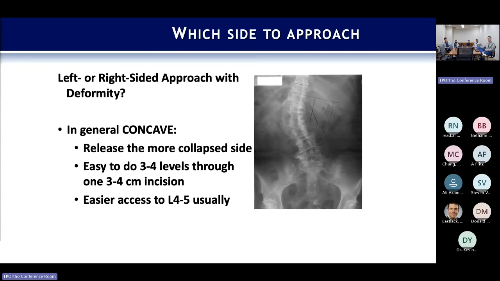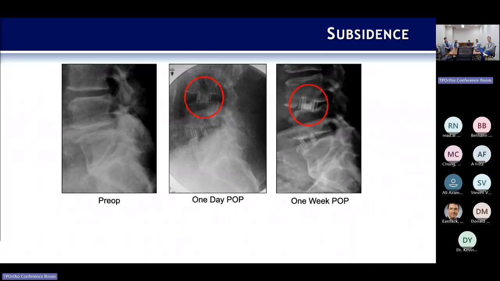Which side to approach? We typically approach the concavity. The main reason for this is that you can basically release the collapse side. It's easy to do 3 or 4 levels, usually through just a single incision, and you can't access things. So you can't access the 4-5 convexity, right? That's convexity of the main curve. You're in the fractional curve down here, but there's no way to get to that from lateral. So, again, minimize incisions and it clears the crest.